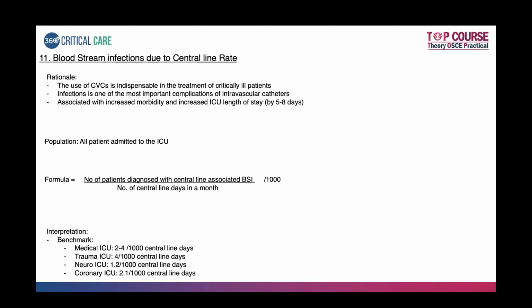Bloodstream infections due to central line rates. The use of CVCs is indispensable in the treatment of critically ill patients. Infection is one of the most common complications of intravascular catheters. This is also associated with increased morbidity and increased ICU length of stay, and they say by about 5 to 8 days. So the main population is all patients admitted to the ICU, and the formula goes by the number of patients diagnosed with central line associated bloodstream infection by the number of central line days in a month.